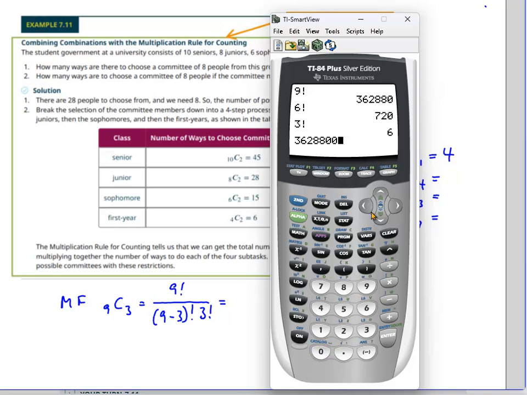Let's see, I have one too many zeros, right? There we go. Divide by the 720, that would give us the permutations, but then divide also by 6 because the order doesn't matter. So here we go, 84 possibilities.